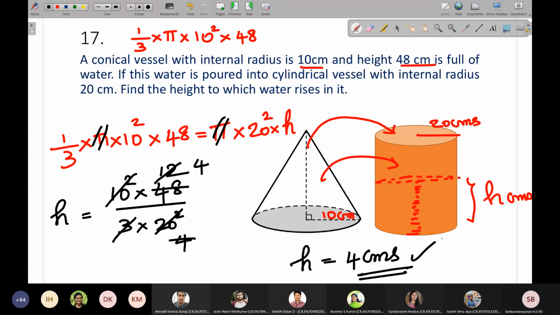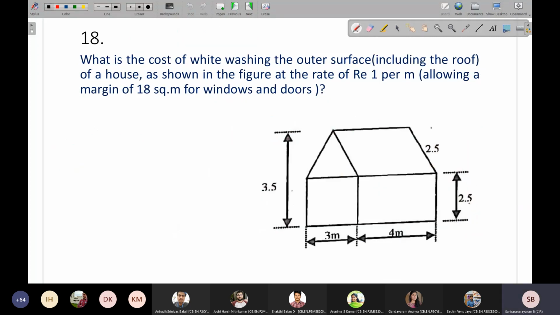All right. Now let us consider the next question. You are asked to find the area, and then you are asked to find the cost of whitewashing this much area. So study this carefully.